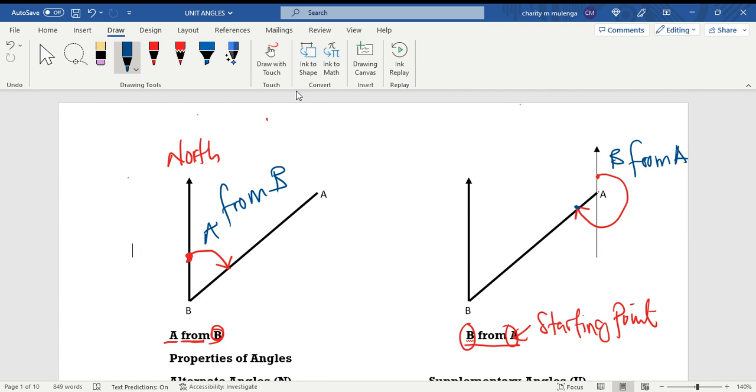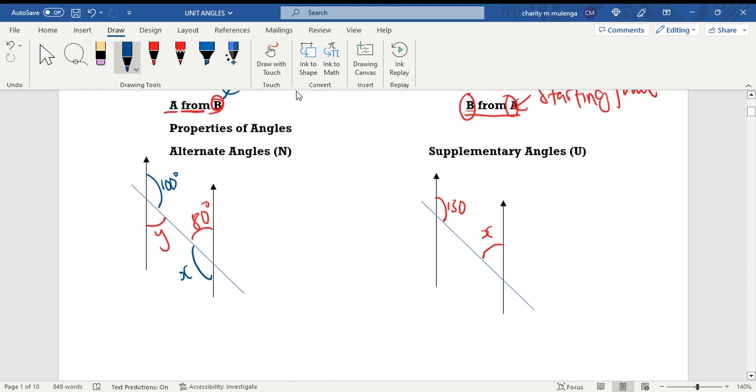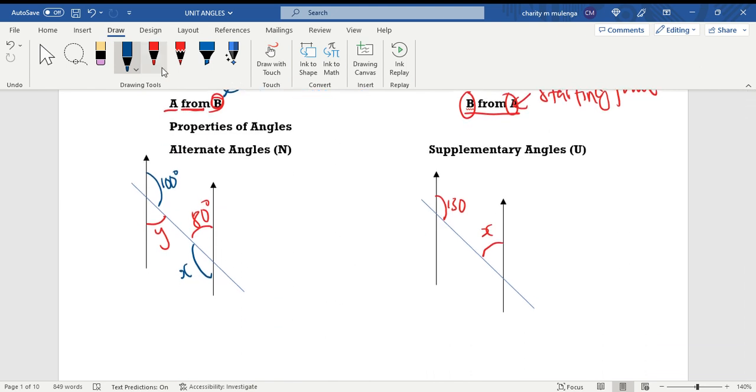So you must understand the difference. Here B was our starting point, so always remember to identify your starting point. All right, let's scroll down. Now that we've learned the idea of rotation, let us come to the properties of angles.